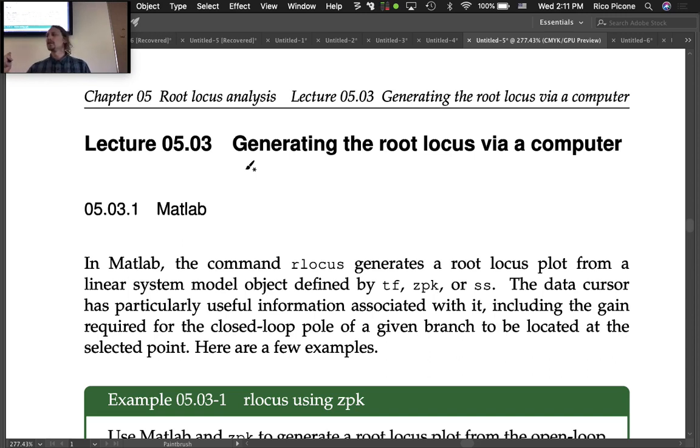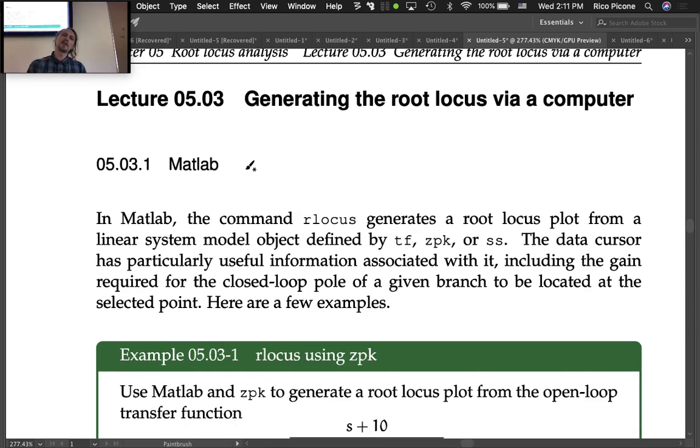I'm still in discussions with the registrar about how to do the final exam in one of these computer classrooms, but that is my goal. Okay, so we're just going to do Matlab.